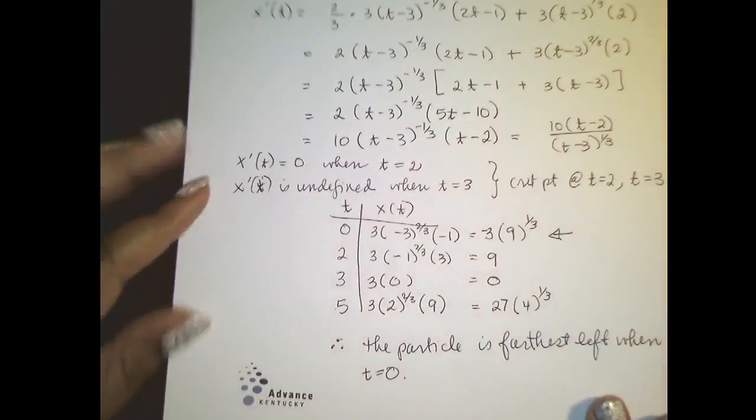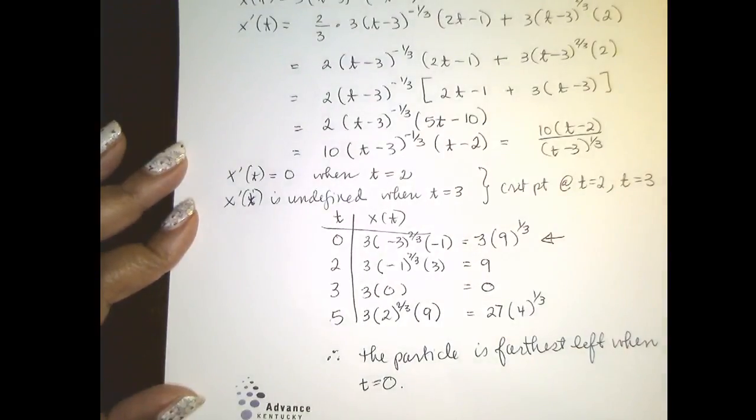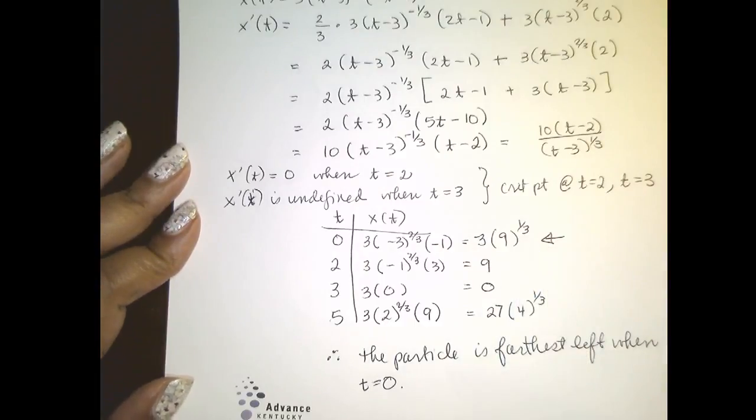So the particle is farthest left when t is equal to 0. It's very important to take the time to actually answer the question. This arrow I put up here wouldn't be enough.